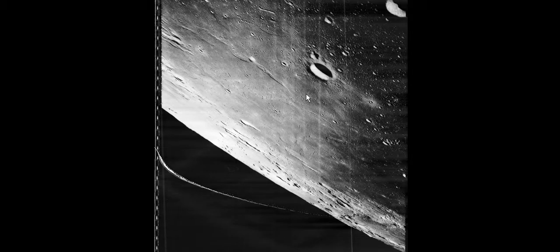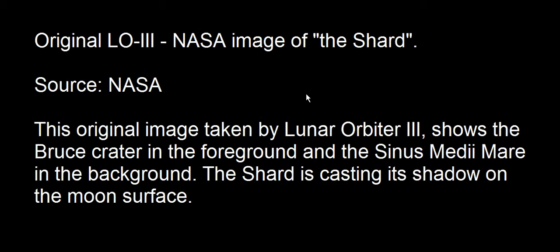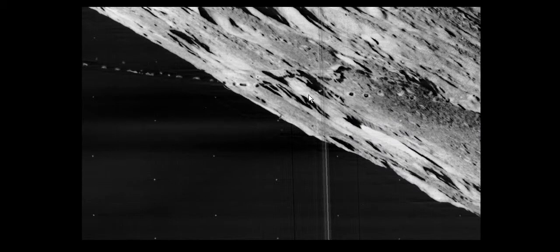So, where did this picture come from? Well, the picture comes from the Lunar Orbiter 3. This is the original picture from NASA. It shows the Bruce crater in the foreground and the Sinus Medii in the background. The shard is casting its shadow on the moon's surface. See, right here, this is the shard, and there we have the shadow. This little dot here, this little star, is a mark point. It's a reference point. You find it all over the image.